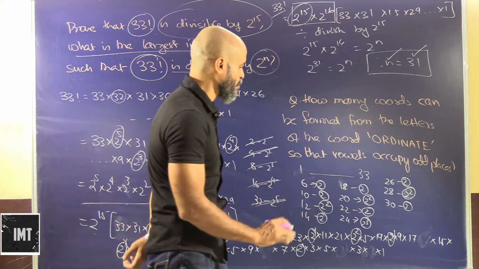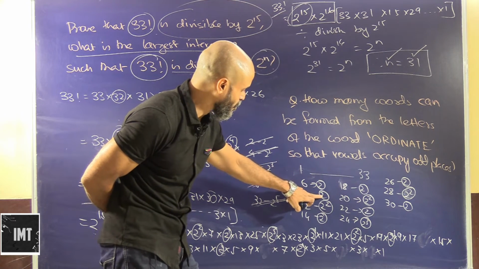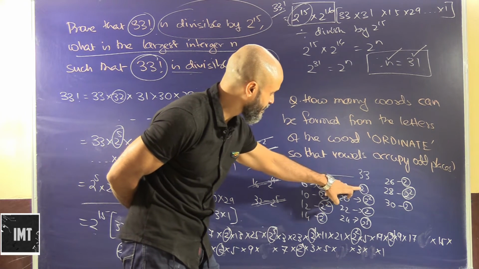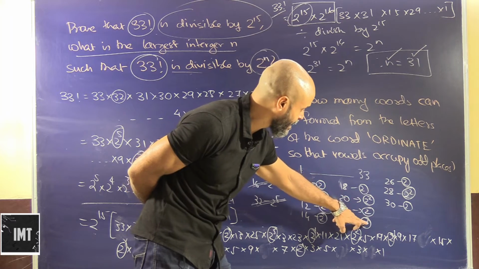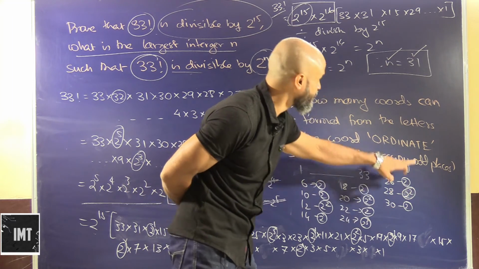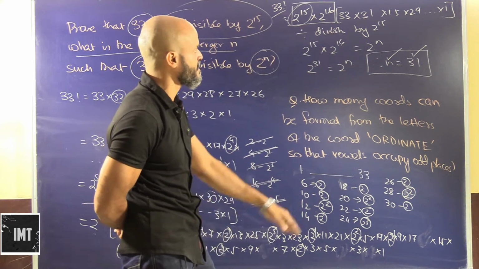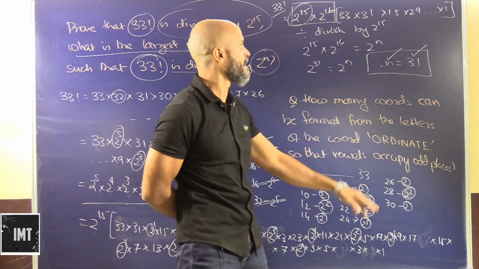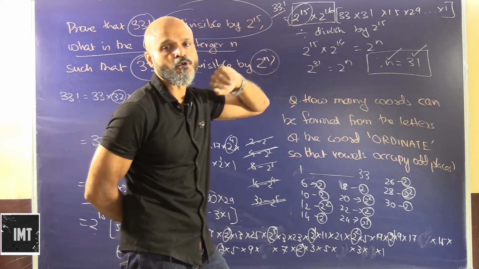So this is how many 2's we can get. So 1 2 2 plus 2 4 5 6 7 8 9 10 11 12 13 14 15 16. That's how we are getting 2 to the power of 16. The rest of the factors are written inside. So this is all with regards to 2 as a factor.